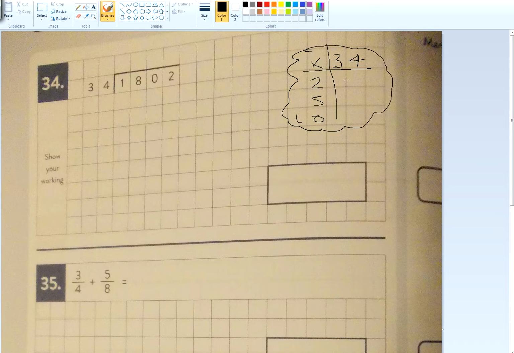Okay, right. So 34 times by 2, what do we say? And 10 times is 340, and half of 340 is 170. Okay, right. How many 34s go into 1? Nothing, remainder 1. How many 34s go into 18? 0, remainder 18. How many 34s go into 180?